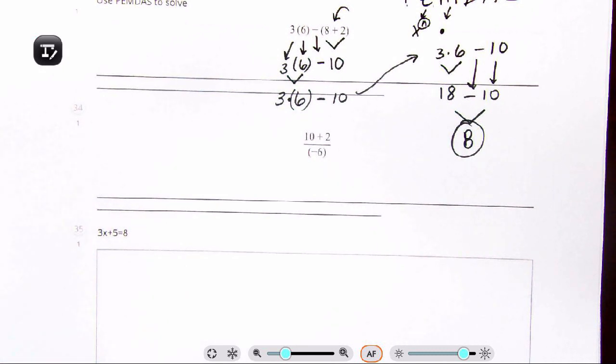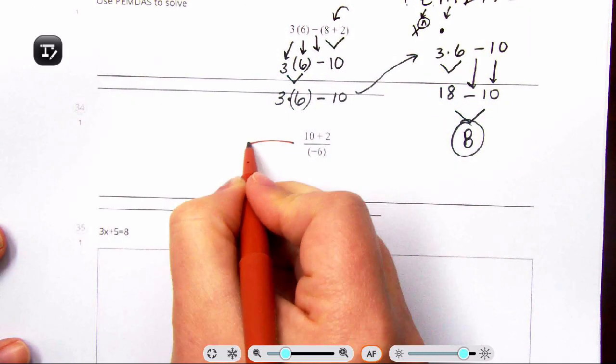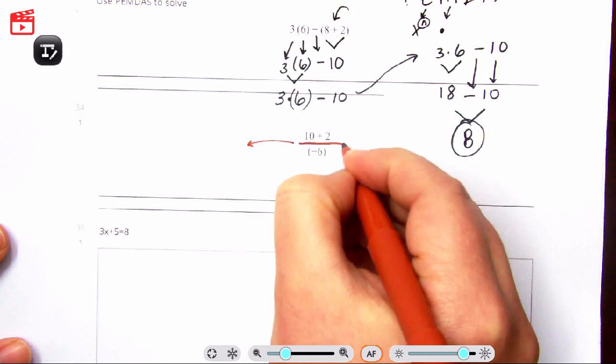Now this one here, you're going to treat it like this. You're going to do the numerator first. This is a trick question.